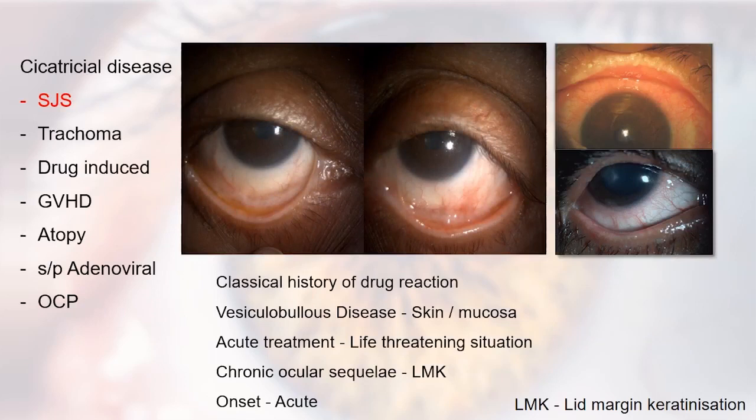So if it's Stevens-Johnson syndrome, you're going to have a classical history of drug reaction of the patient having had a vesicular bullous disease involving the skin and the mucosa, and in the acute situation, it would have been a life-threatening disease.